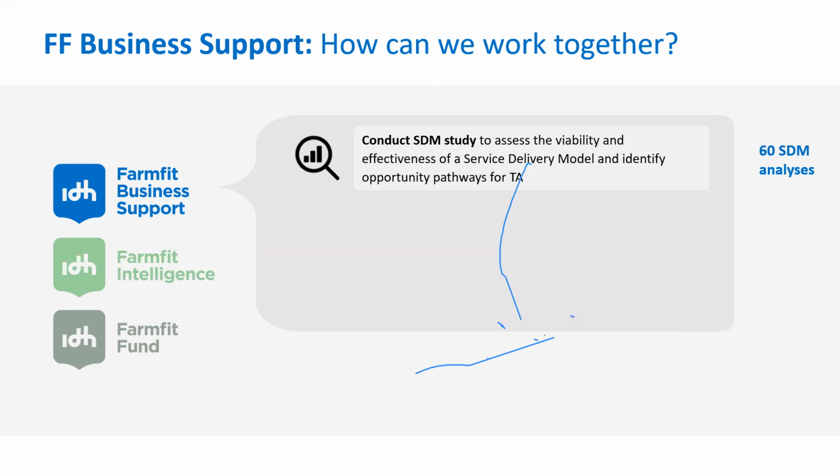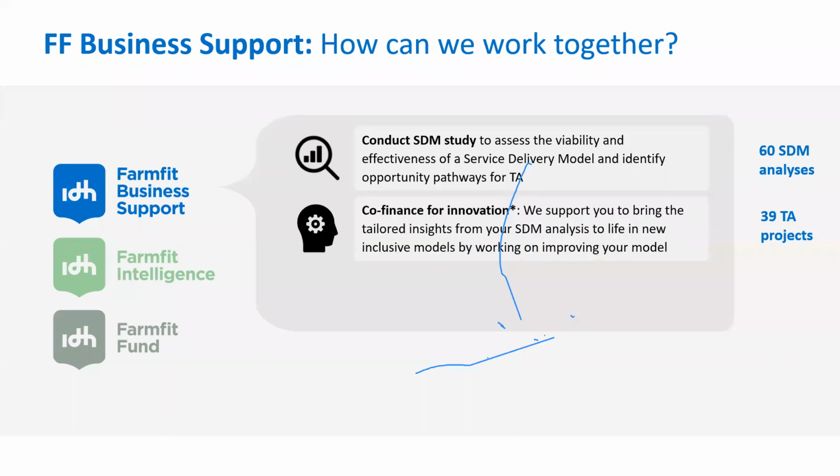A second element that we can focus on is that we can work with you to co-finance for innovation. So under FarmFit, under this project, we will do around 40 TA projects in these 5 years. And also here, it's good to mention that these don't need to be only projects that are solely financed by FarmFit, but these can also be projects that we can do together with the different business units. And this is really the follow-up of a study. We cannot finance anything if we don't have a study before.